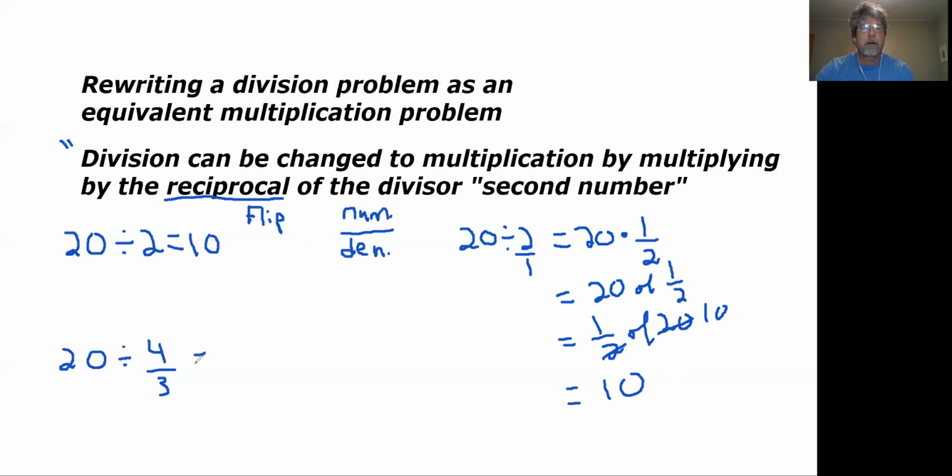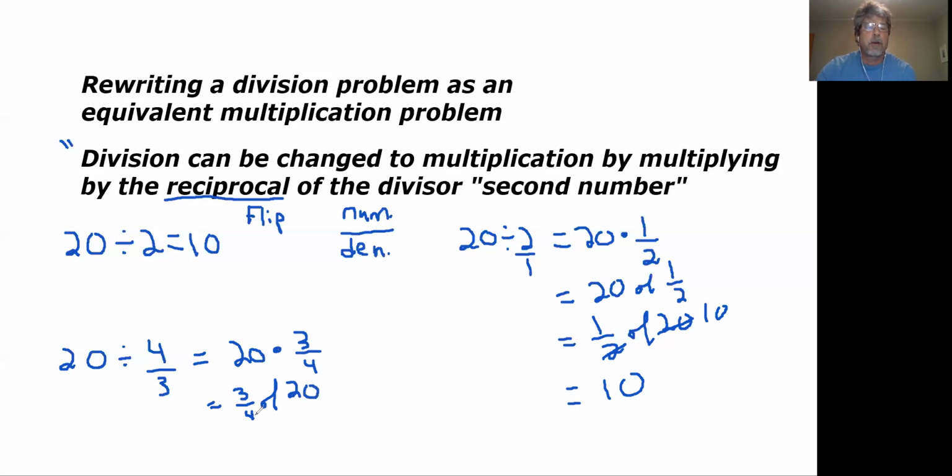So again, if I look at this problem over here, 20 divided by 4/3, that doesn't look as friendly as a division problem. And this is where the reciprocal can come in handy. So I can keep the 20. I could change division to multiplication as long as I flip the 4/3 into 3/4. So what I could do is, instead of saying 20 times 3/4, I could say 3/4 of 20, because the word of is synonymous with multiplication when you deal with fractions.